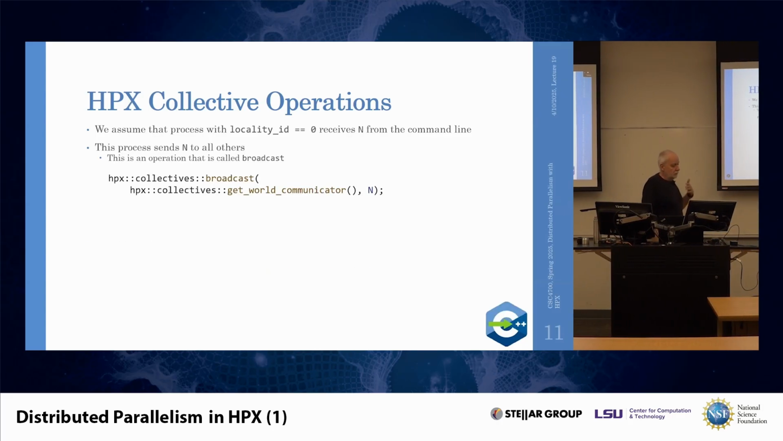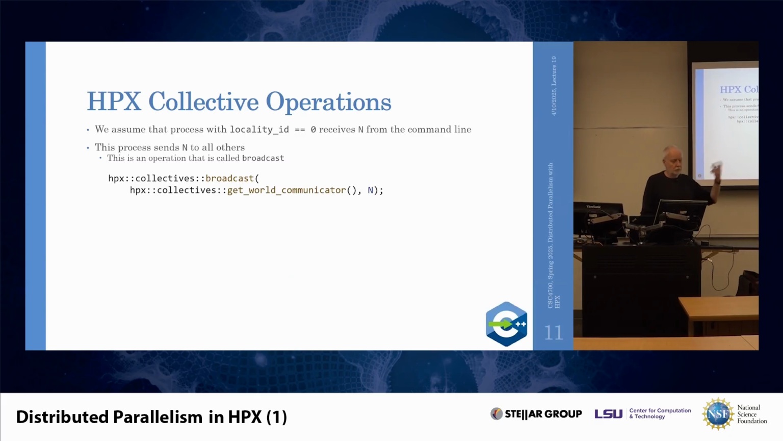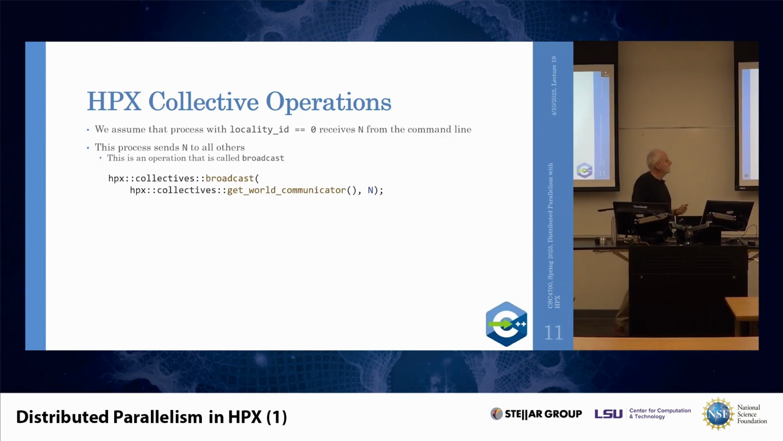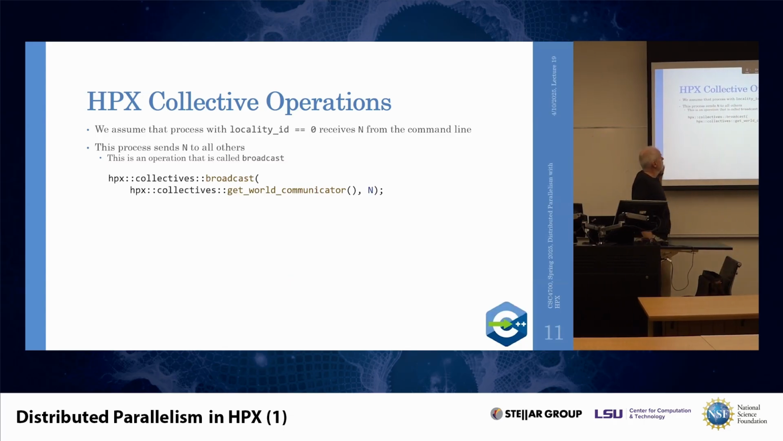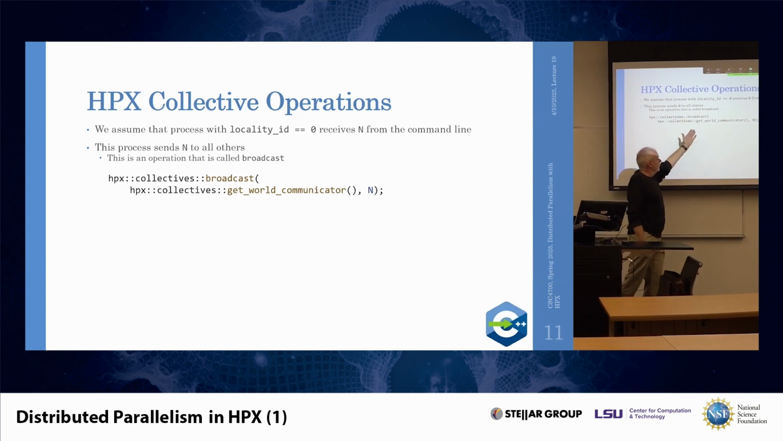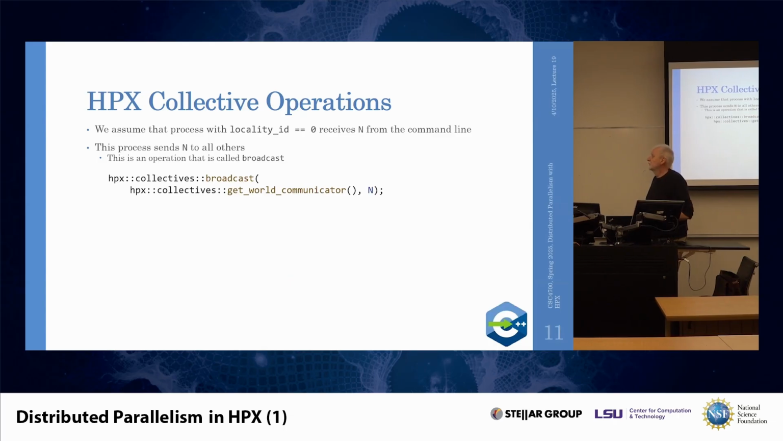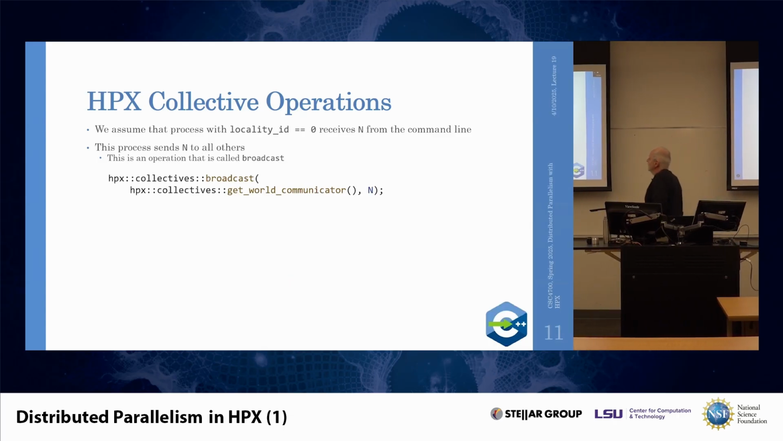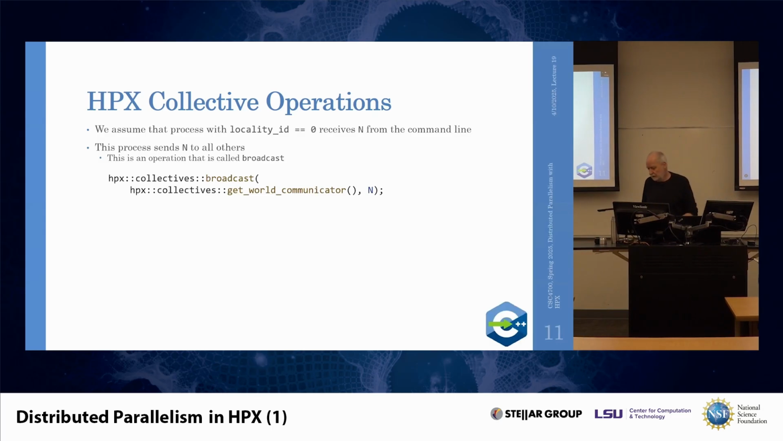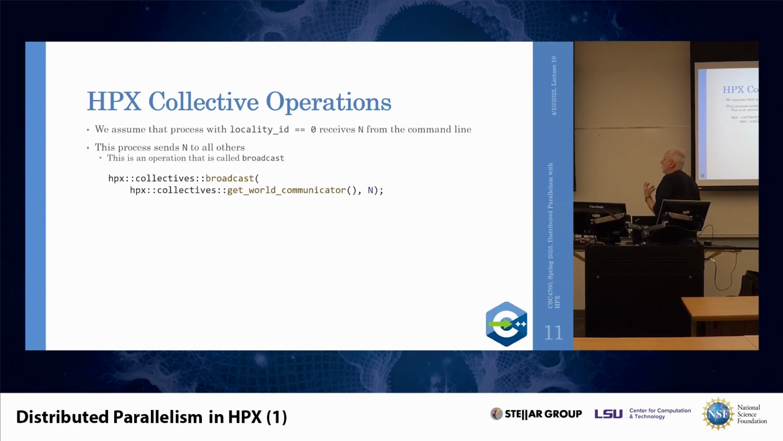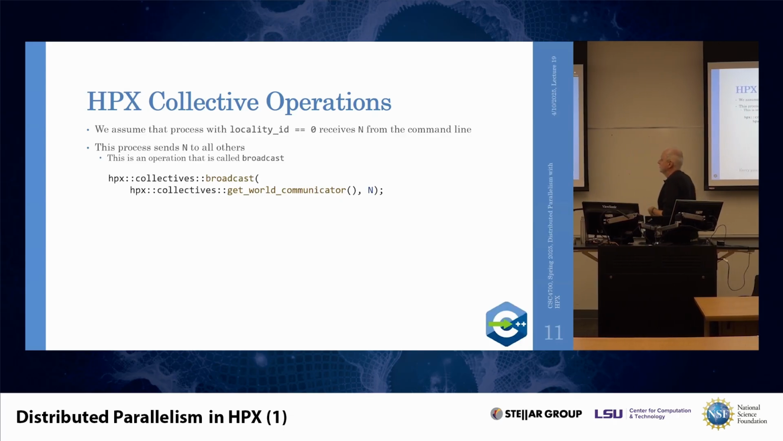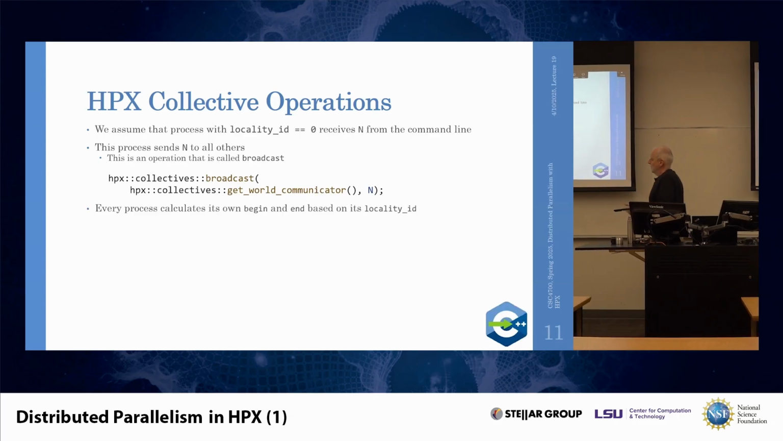So process 0 sends that n to all others, communicates that with all others, and this operation is called broadcast. And the way we do that in HPX, there's a function which is called hpx::collectives::broadcast. We give it a first argument, which is a communicator. I will talk about communicators in a minute. And we pass n there. And after that operation is finished, all localities have the same value of n stored in that variable n. And we will see in a moment how that works. Okay? Then we do the calculation on its own.